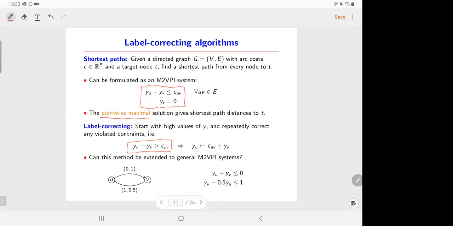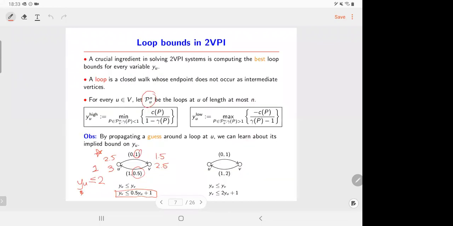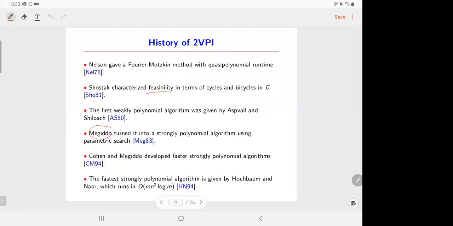Meaning that we now have gain factors on the arcs. As we have seen in the previous example, this method doesn't even converge, right? If we look at this example, by propagating the labels around the flow absorbing cycle, this method doesn't even terminate finitely. So we need to do something better here.